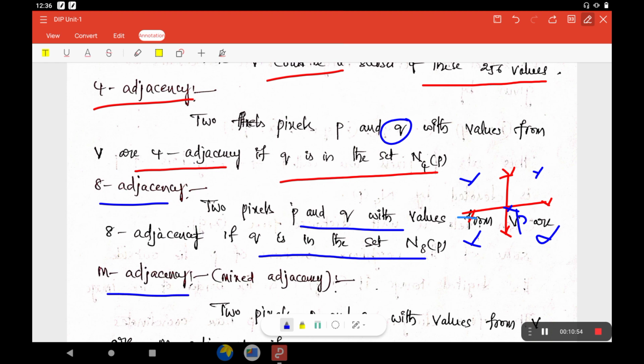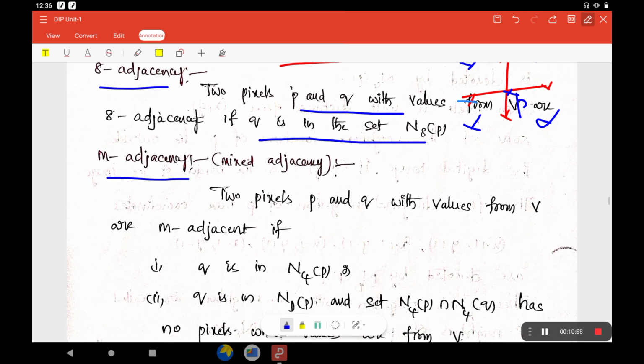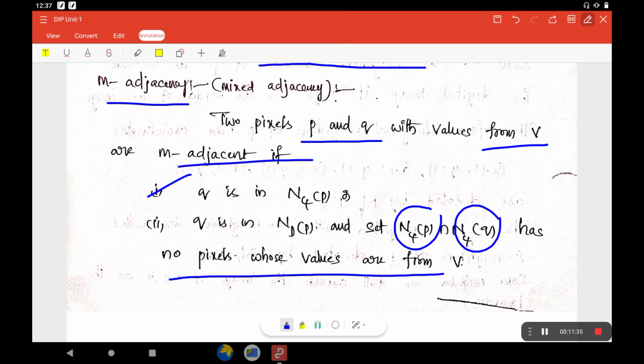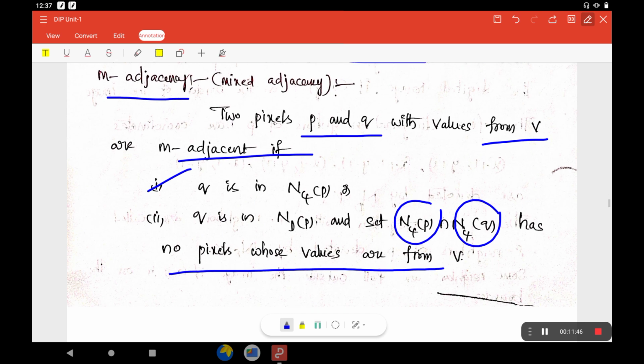Then coming to M adjacency, it is generally called the mixed adjacency. So 2 pixels P and Q with values from set V are M adjacent when Q is in the 4 neighbors of P, or else Q is in the 4 diagonals of P, and at the same time the intersection of the 4 neighbors of P and the 4 neighbors of Q must be empty. That means no common pixels exist between the 4 neighbors of P and the 4 neighbors of Q. This is generally called mixed adjacency. Mixed means that it consists of both diagonal elements as well as neighboring elements, so that's why we call it mixed adjacency.